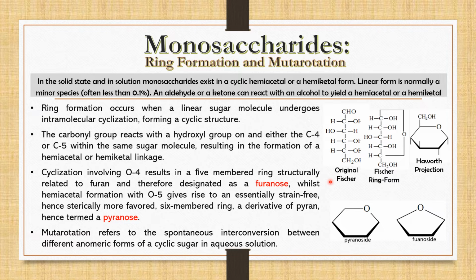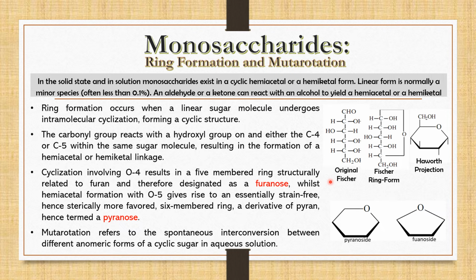The specific rotation for alpha D-glucose is plus 112.2 degrees, whereas the specific rotation for beta D-glucose is plus 18.7 degrees. These two sugars do not differ in elementary composition, but differ in physical and chemical properties.